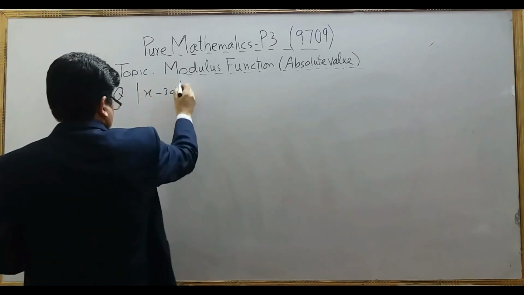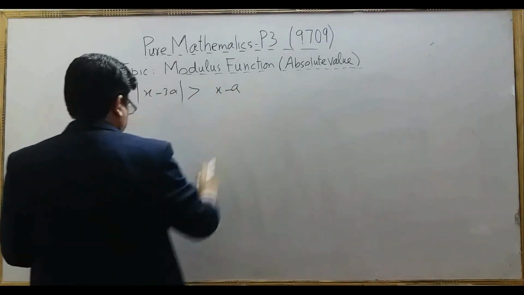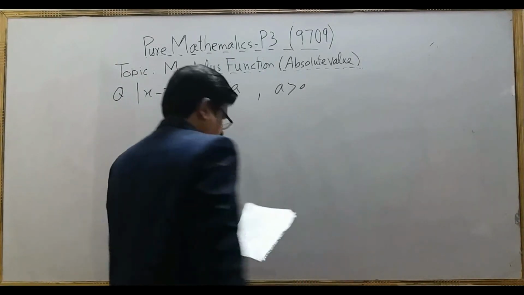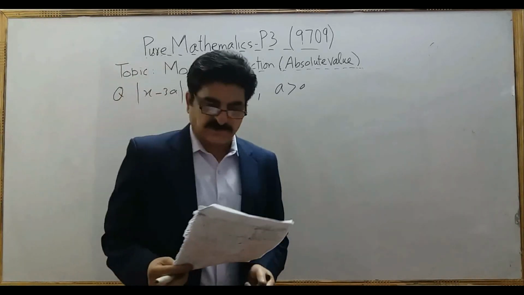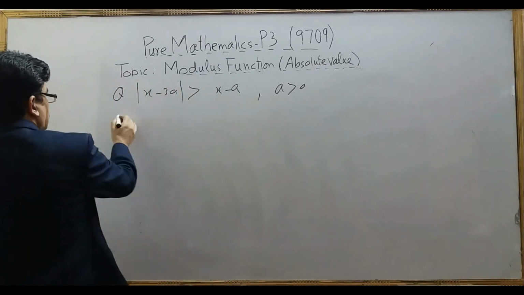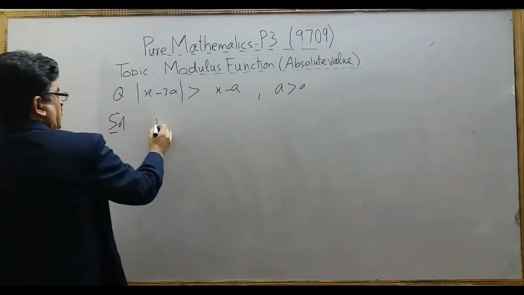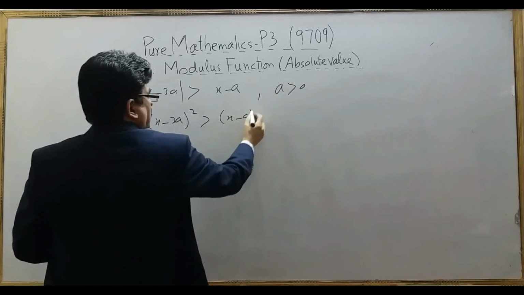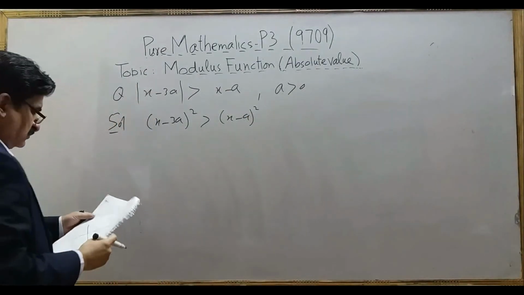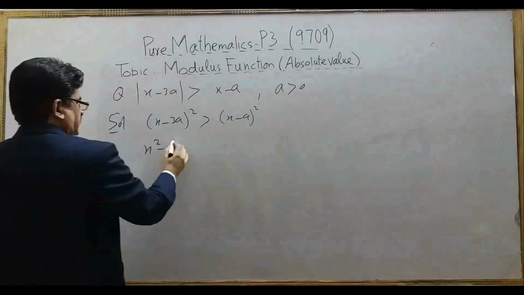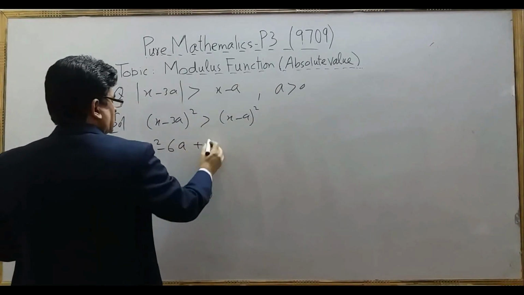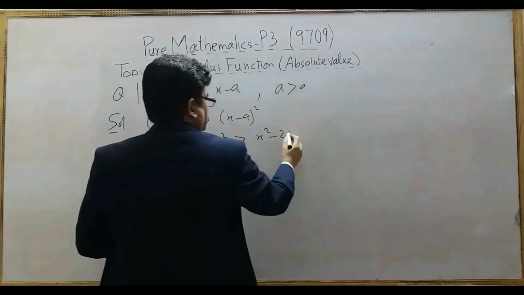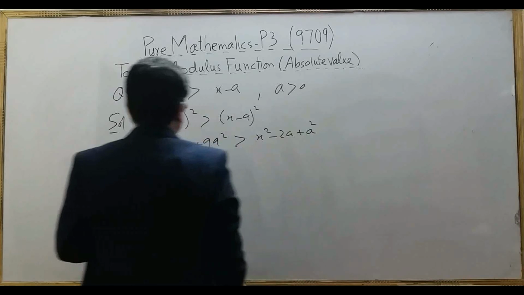The mod of x minus 3a is greater than x minus a. And we are given that a is some positive constant. This is again a past paper question, and you are asked to solve it. Solution. Now we have the same policy. (x minus 3a) whole square is greater than (x minus a) square, squaring both sides using the property I have mentioned to you. Now if you simplify it, you will get x square minus 6ax plus 9a square. This is x square minus 2ax plus a square.